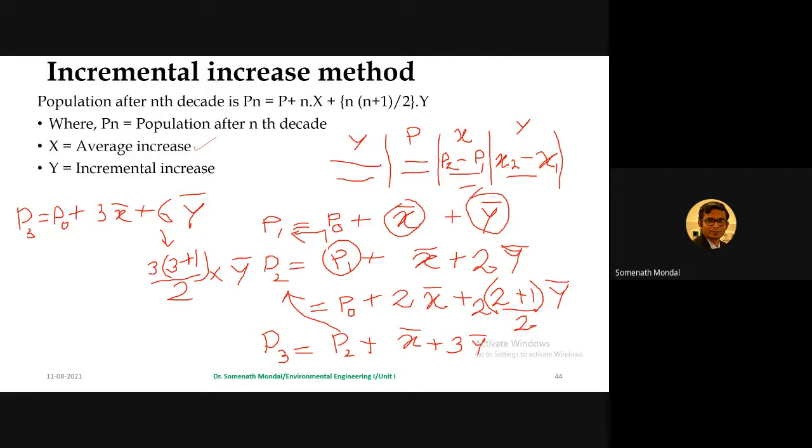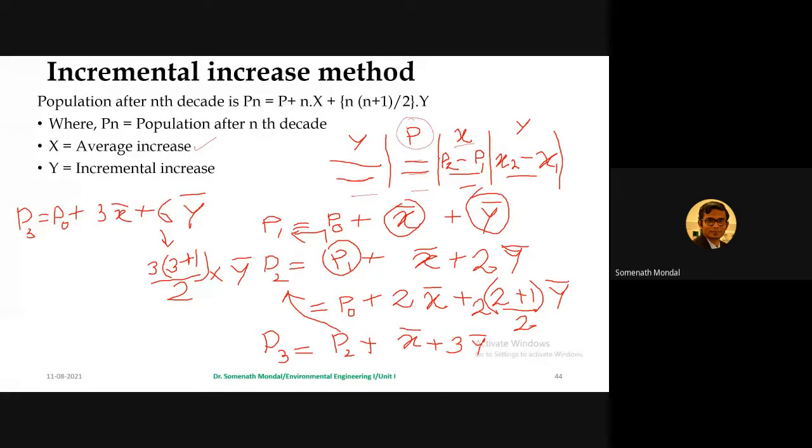Let me write the year, and then the population P here, and then we have the subsequent data with the population corresponding to each decade. As we had seen, for the average increase we calculated P2 minus P1. The first cell remains vacant, because we don't have anything to write there. Corresponding to the second decade, we would get the value of x.